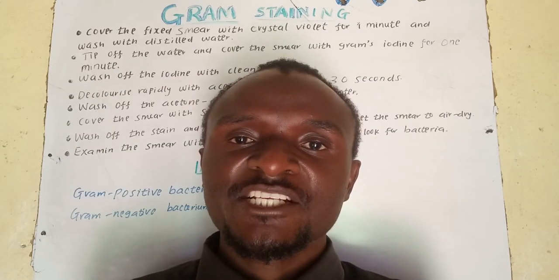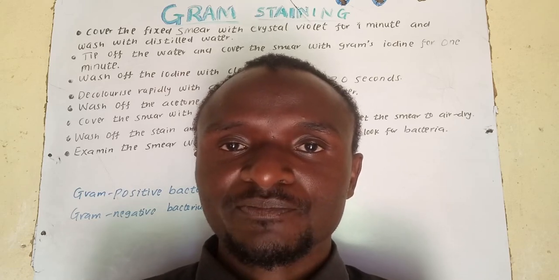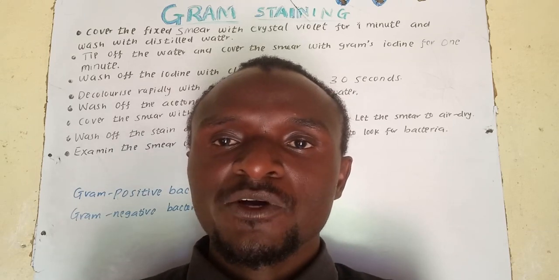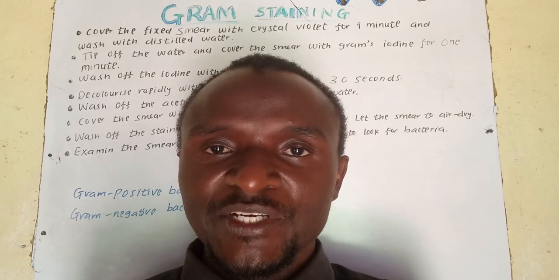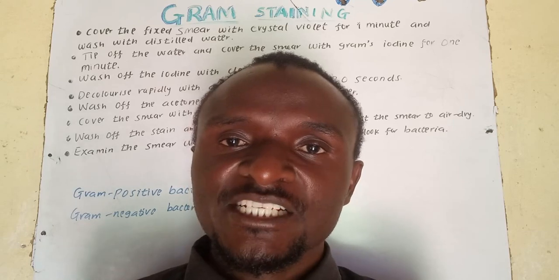Cover the smear with crystal violet for 1 minute and wash off with distilled water. Next, tilt off the water, then cover the smear with gram's iodine for 1 minute. Wash off with distilled water.